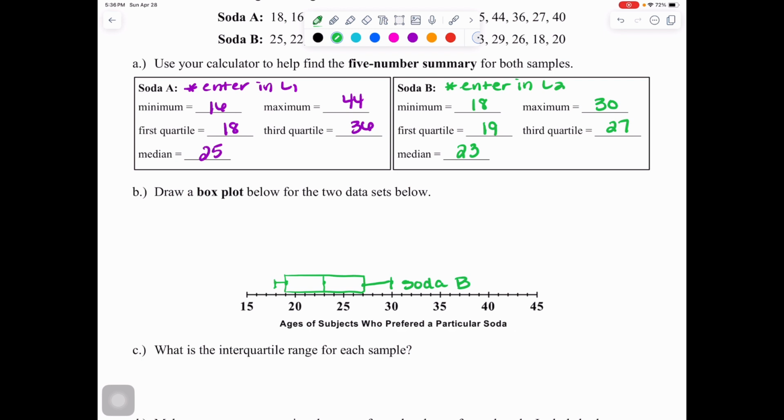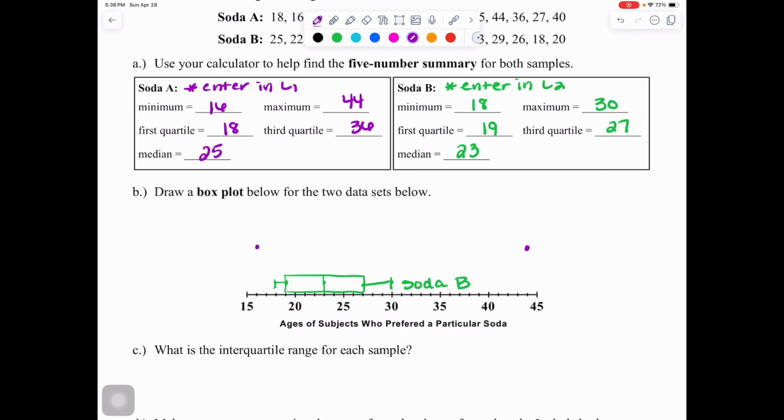So again, we plot the 5 points, tails at the ends, and then the middle 3 data points create a rectangle with a vertical line cutting through the median. So I can demonstrate again with soda A. The minimum for soda A was 16. The max was 44.